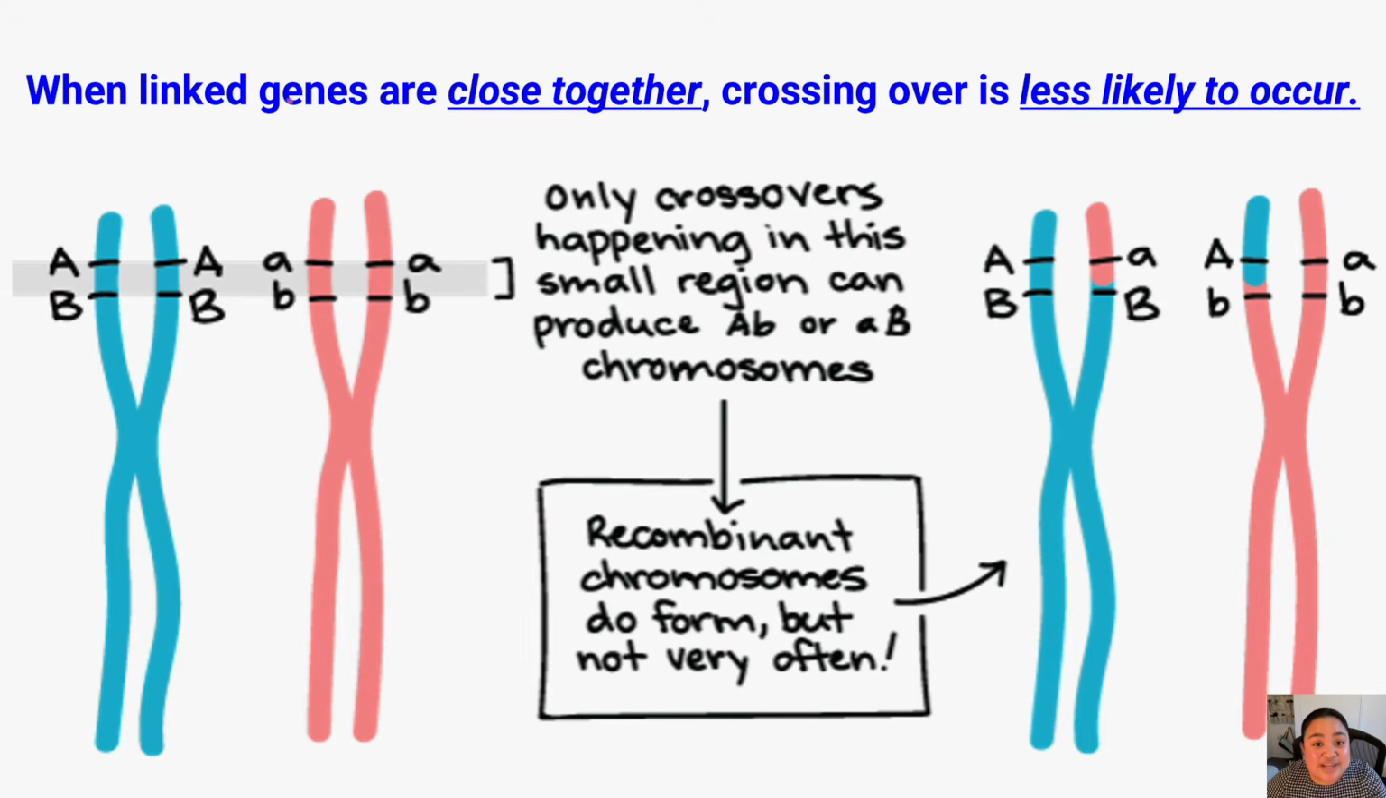So when linked genes are close together, crossing over is less likely to occur. The distance between the two genes is so short that the chance of a chiasma forming exactly between gene A and gene B is low. The closer the genes are together, the less likely crossing over will happen and the less likely recombinants will form.